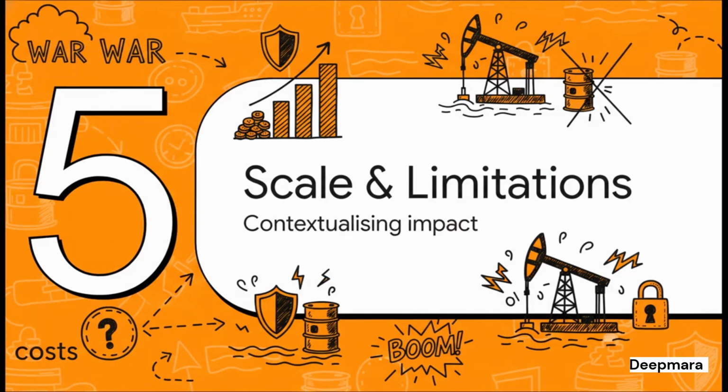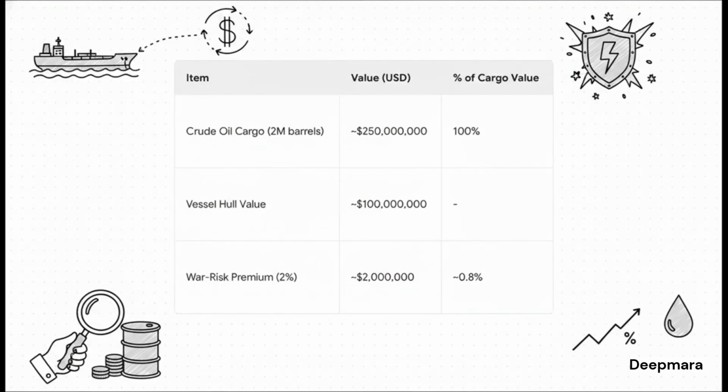So, this brings us to the actual scale of the impact. In this section, we're going to put these costs into a bit of context and look at the limitations of their effect on the wider market. This table really helps to give us some perspective. Let's imagine a very large crude carrier, a VLCC, valued at around $100 million. A 2% war risk premium on that works out to $2 million. Now, that's a huge amount of money, of course, but it represents a very small fraction, less than 1%, of the total value of the oil cargo that's actually being transported.